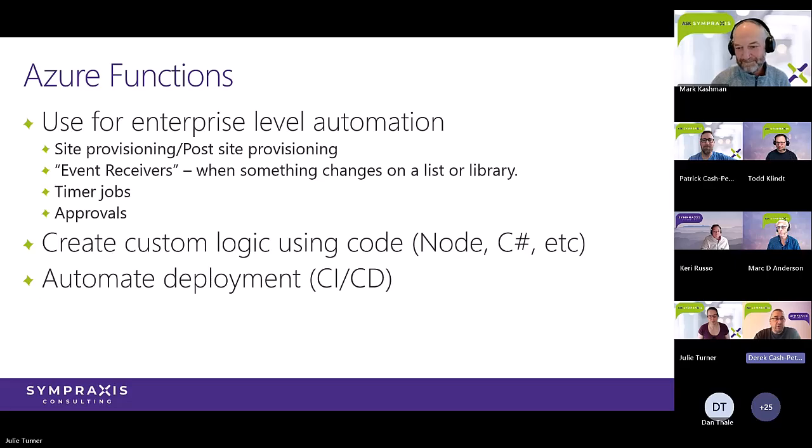We lost event receivers when we moved to the cloud, but Julie has just turned me on to Azure Event Grid, which is amazing. That does let you actually trap events that occur on lists and libraries and then do something about that. So you can replicate some of that functionality. We can also do things like approvals and timer jobs.